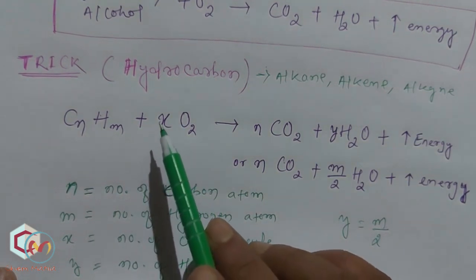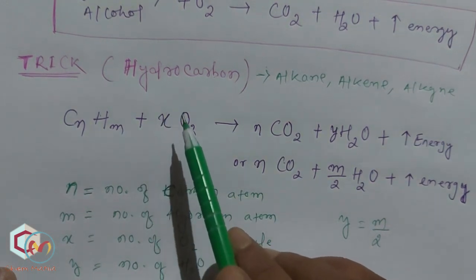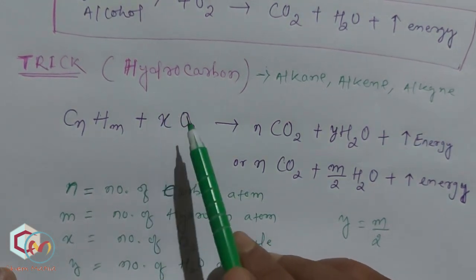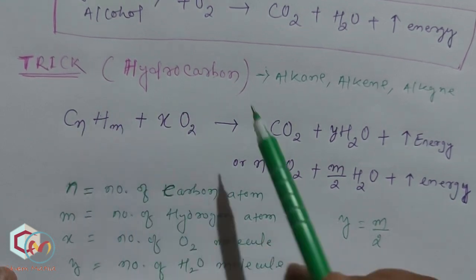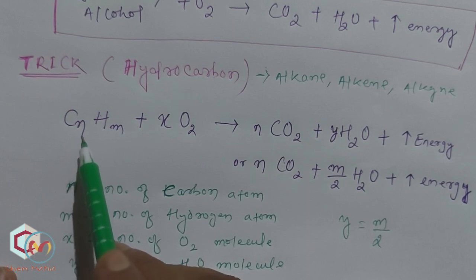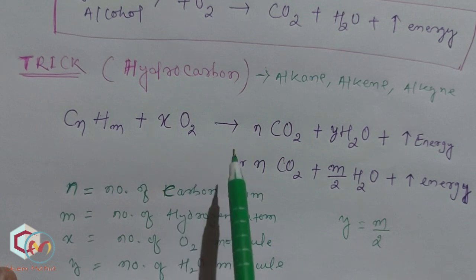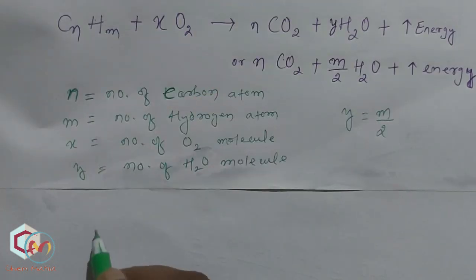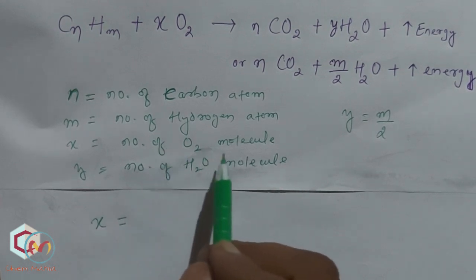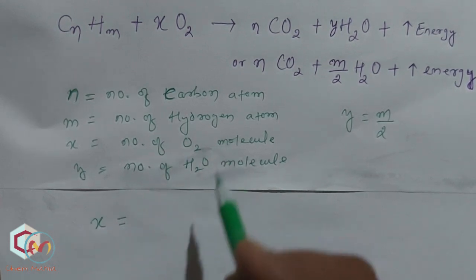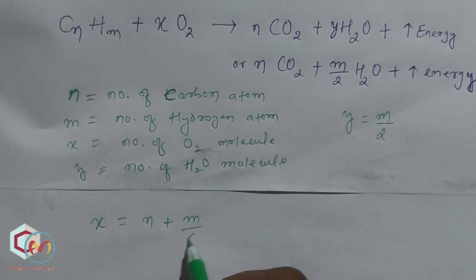And x is equal to the number of O2 molecules. So here I will tell you how to find the number of O2 molecules that will react with this hydrocarbon. This hydrocarbon may be an alkene, an alkyne, or an alkane. This is applicable for all hydrocarbons. So here x is the number of oxygen molecules. How will you calculate it? That is n plus m by 4.